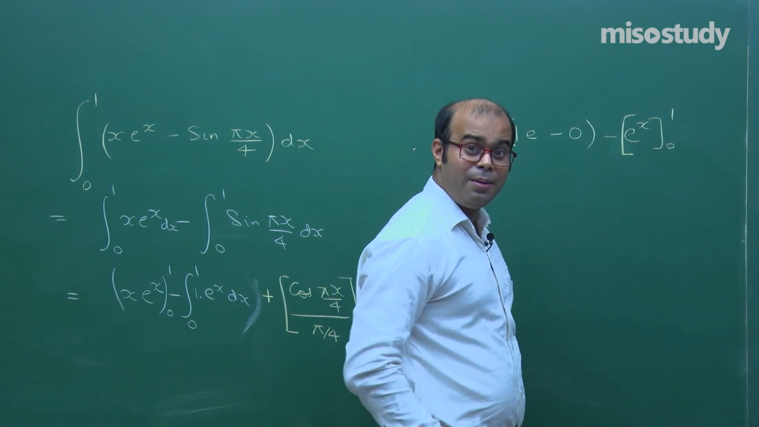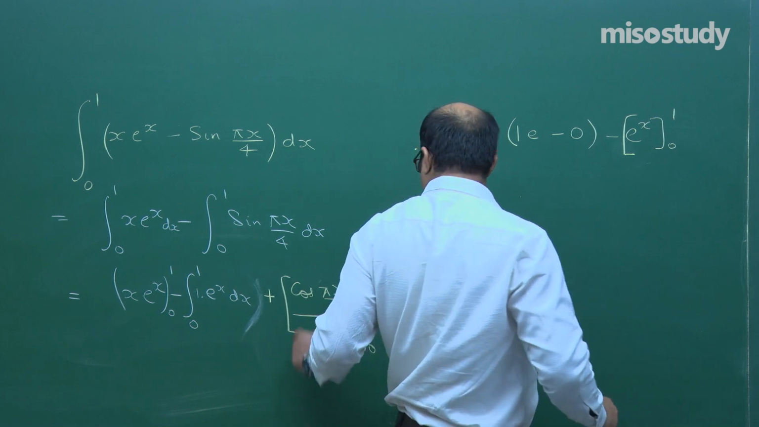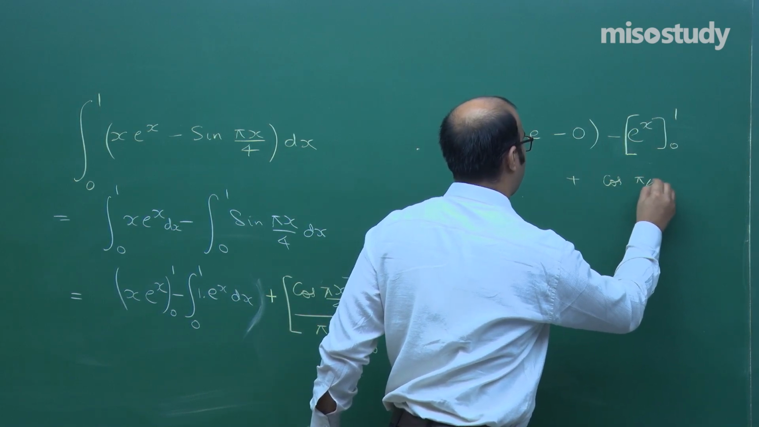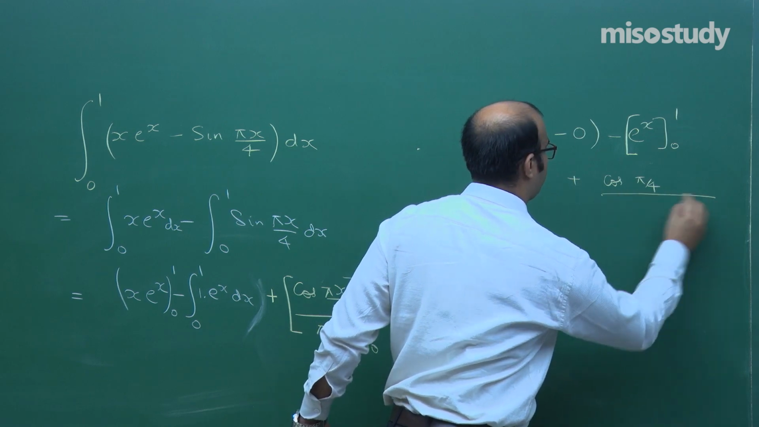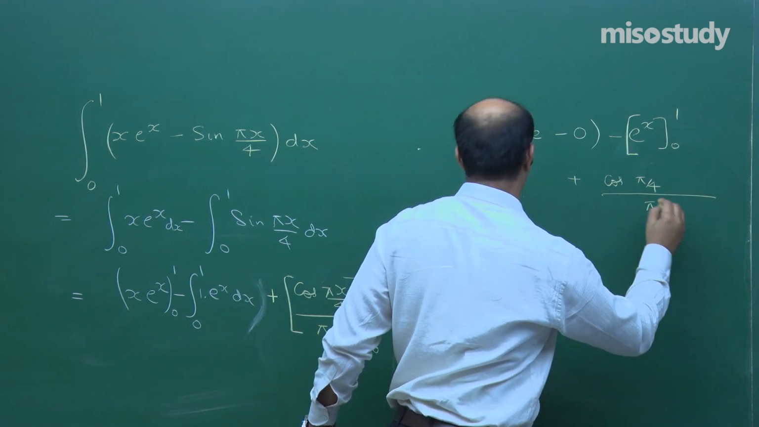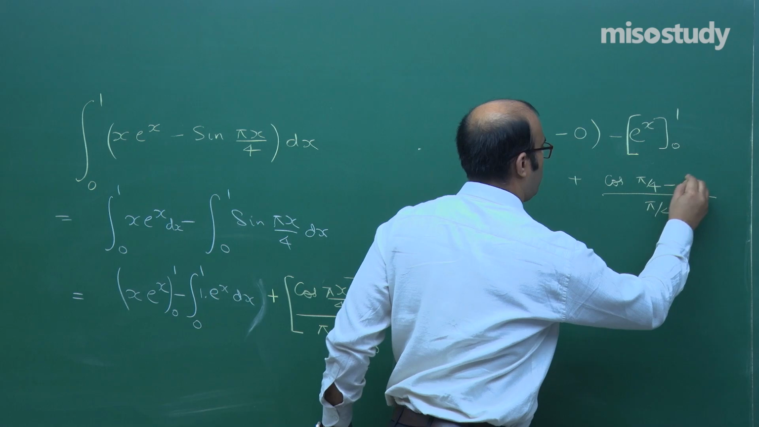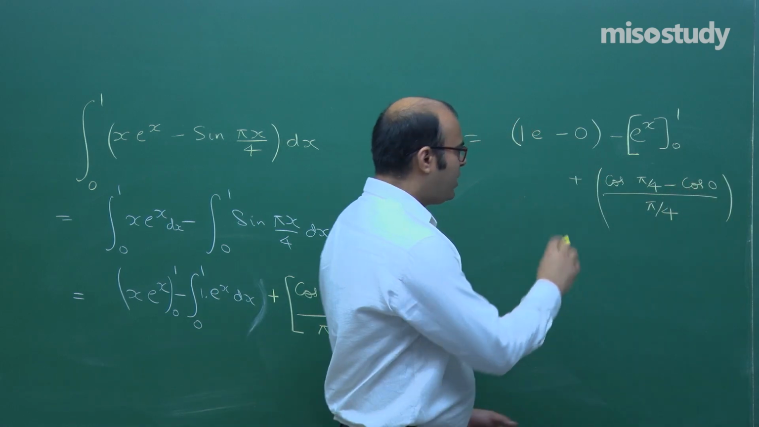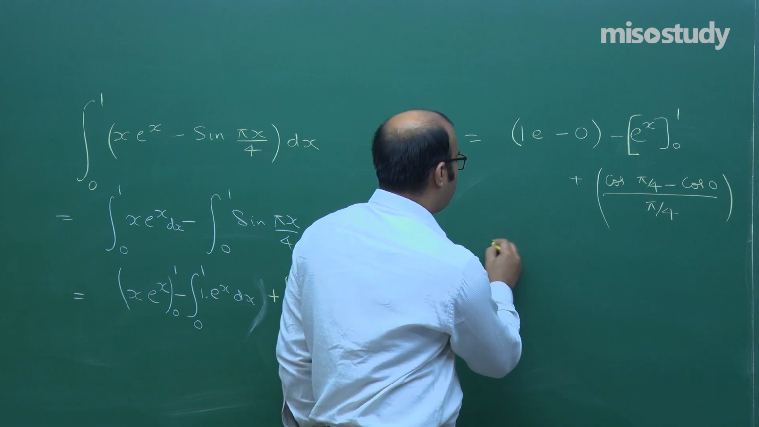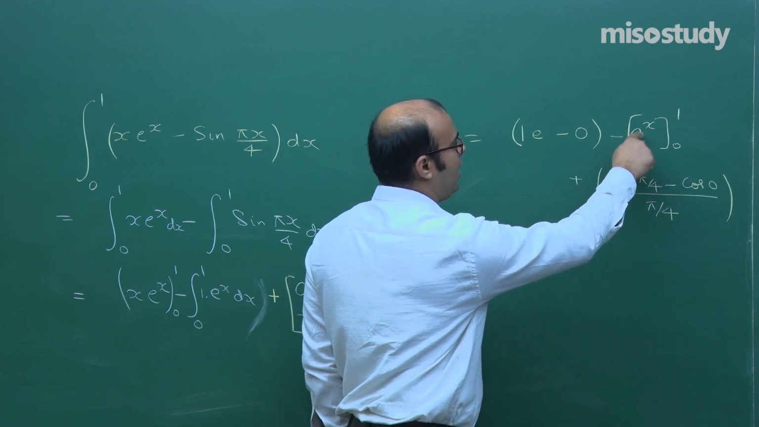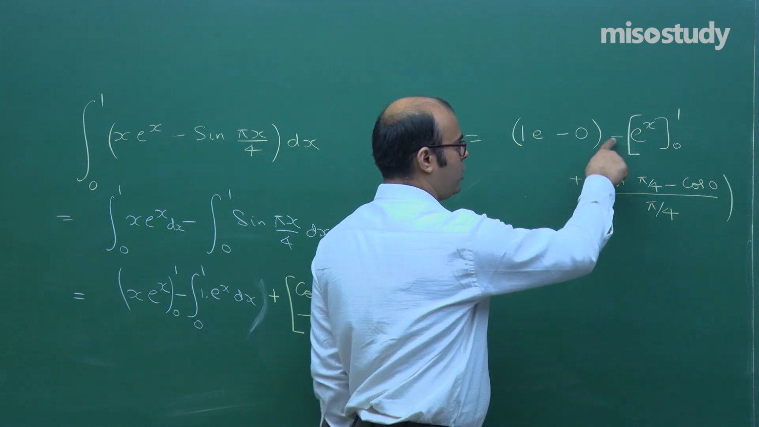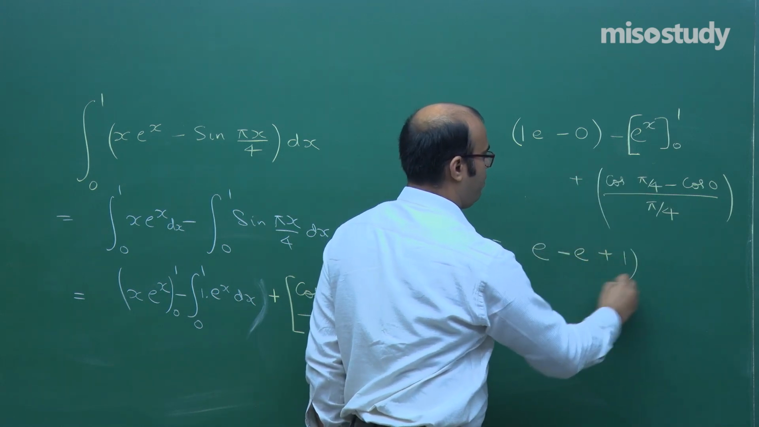Here when you put the limit, what will you get, students? This 1 will give you cos pi by 4 upon pi by 4, of course, this is a constant. When you put 0, minus cos 0, this is what you will get. So we are just calculating now. This is e only, and here also e minus e to the power 0 is 1. So this is minus, again plus 1.